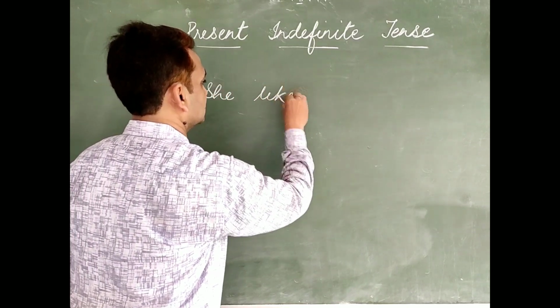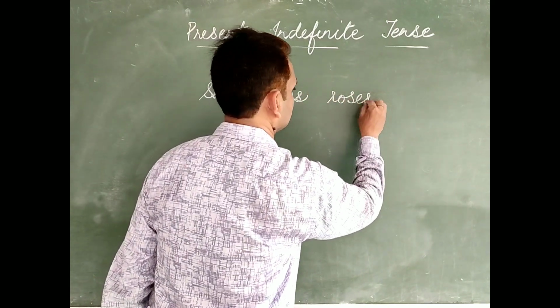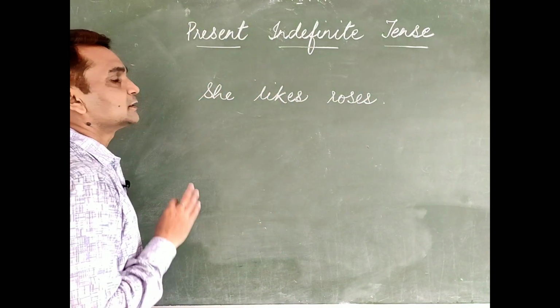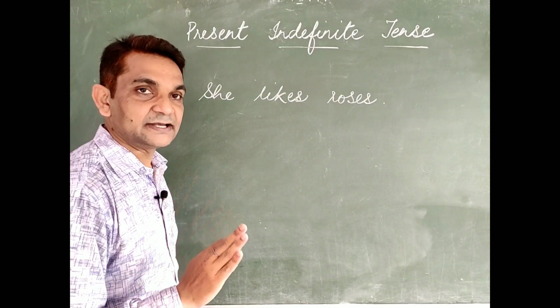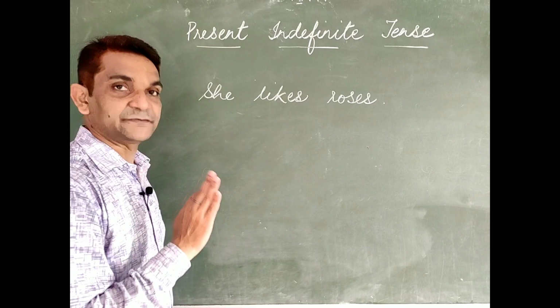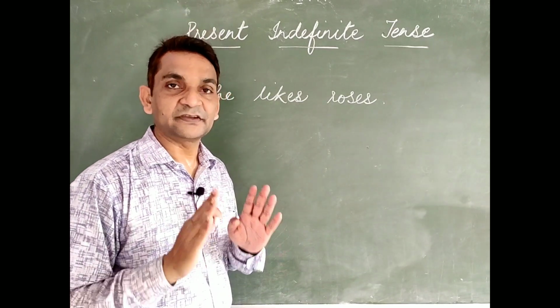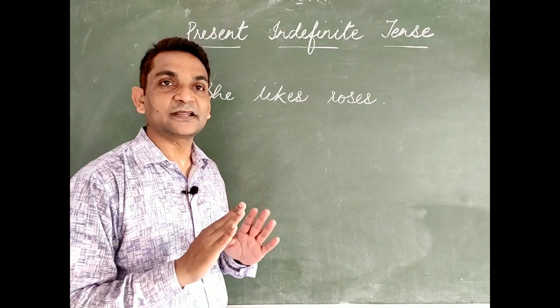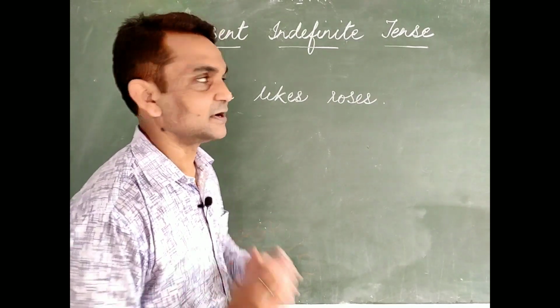She likes roses. Now this sentence is in present indefinite tense and the sentence is affirmative because it is a statement, a positive statement. It is not a negation, it is not a question. So this kind of sentence is called affirmative.